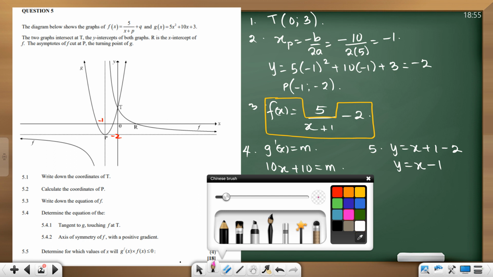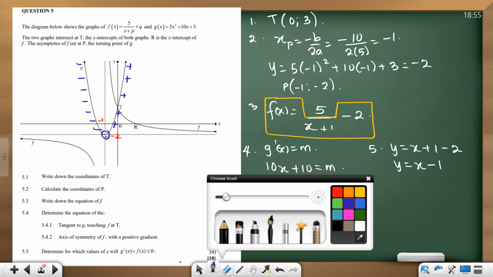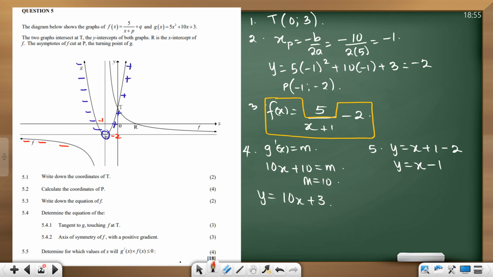If we say g prime of x, the gradient, let's go to g. G is the parabola, right? What's the gradient here? Negative. Negative. Gradient here? 0. What about here? All positive, right? Good. Now, they said f of x. Let's go to our f of x. What's the value of f of x here? Negative. Value here? Positive, positive.